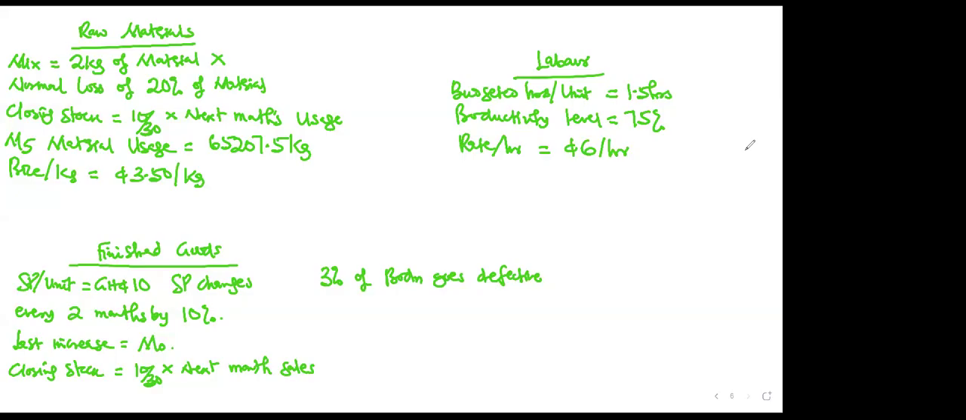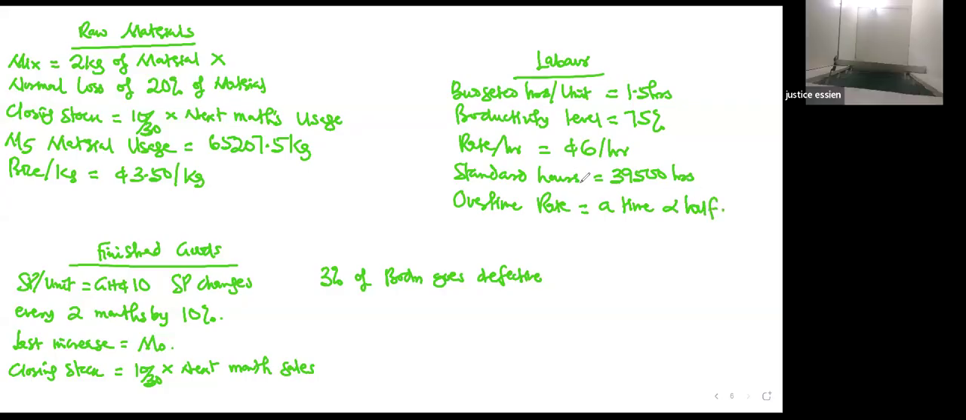But only 39,500 hours can be worked within regular working hours. So that's the standard hours. They are saying that regular working hours, standard hours, you should work 39,500 hours. And they said overtime hours are paid at a time and a half. So the overtime rate, they said what? A time and a half. Is that not it?